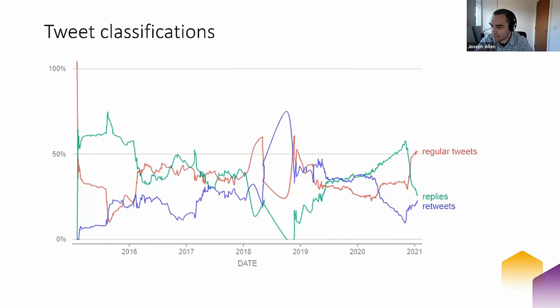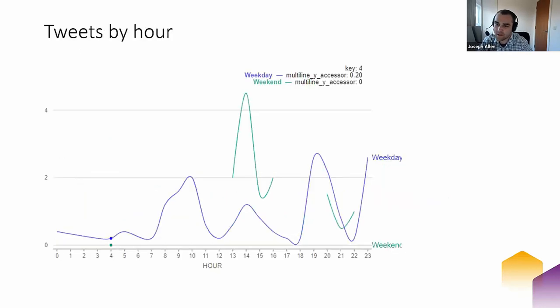We can send replies, which are tweets in response to somebody else's tweet. We can do a retweet, which is where we reshare somebody else's tweet. And we can do a regular tweet, which is our own original content. So this graph shows the ratios of these over time. Again, there's lots going on here, but without knowing what I was doing at the time, it's really hard to analyze this data or make any use of it. There's not a lot of context here.